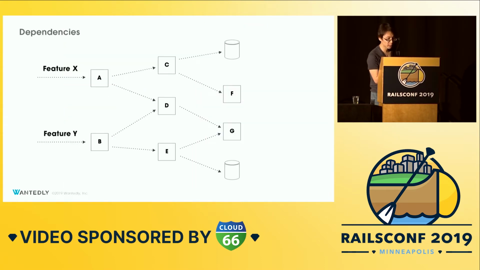For instance, let's assume you have 7 microservices, A, B, C, D, E, F, and G. Plus, you have 2 databases for 2 features called X and Y.